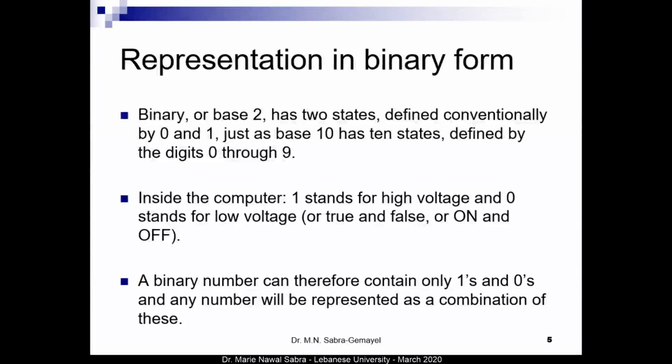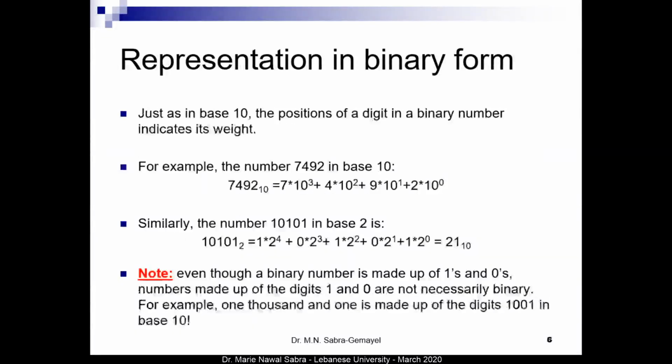So binary has two different states. Just as base 10, we go from digits 0 to 9, and binary has digits 0 and 1, where 0 stands for off and 1 stands for on. High voltage means inside the computer it is 5 volts, and 0 is 0 volts or something very close to 0 volts. So the binary number has only ones and zeros.